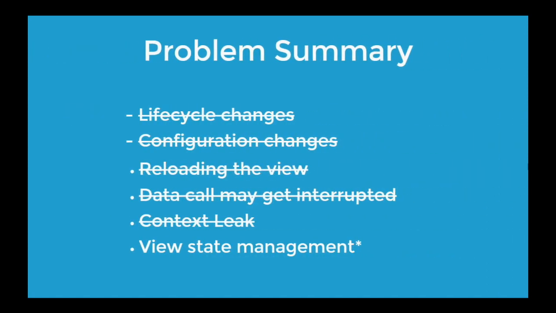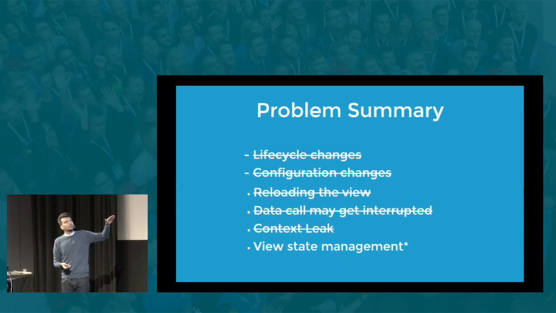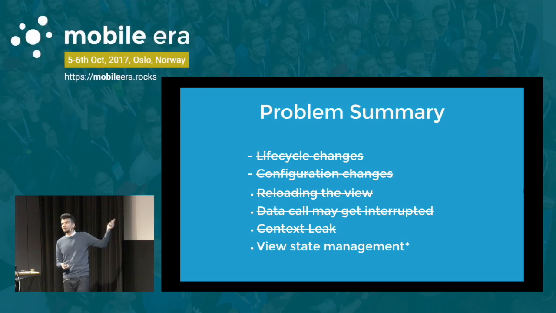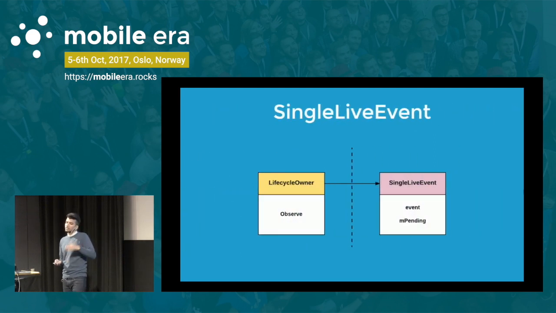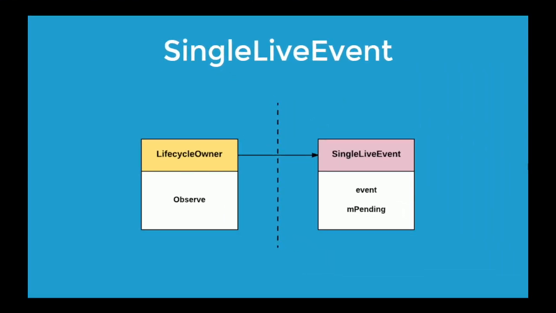So we talked about different problems and how to solve them, except the one thing which I haven't mentioned yet, which is how you handle a one-time action. For that, there's also a sub version of LiveData which is called SingleLiveEvent. It works something like this. From your view, when you observe, it provides you the event to observe. For example, it says there is an error. So initially, the mPending flag will become true.